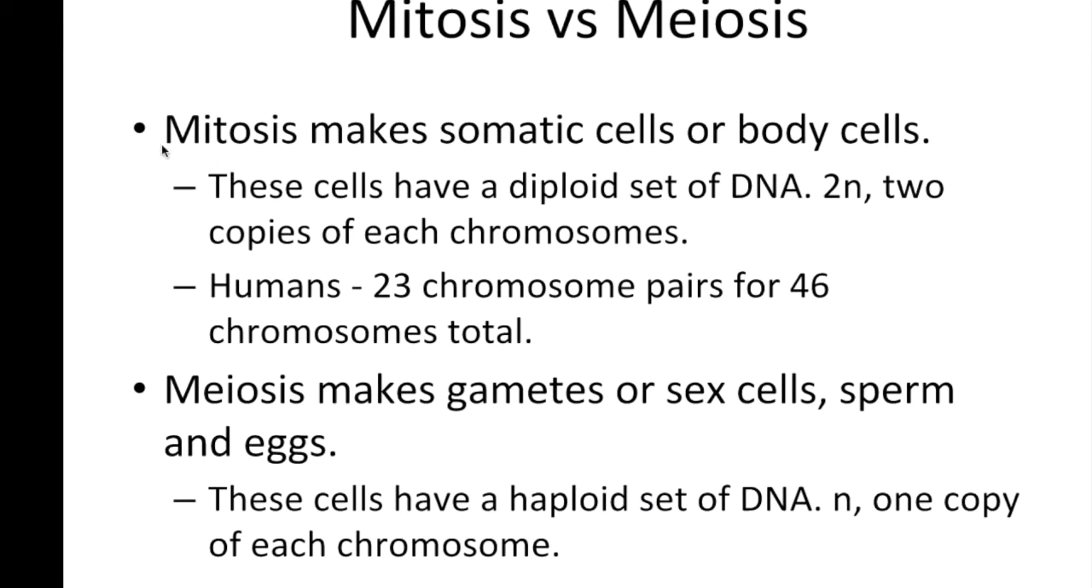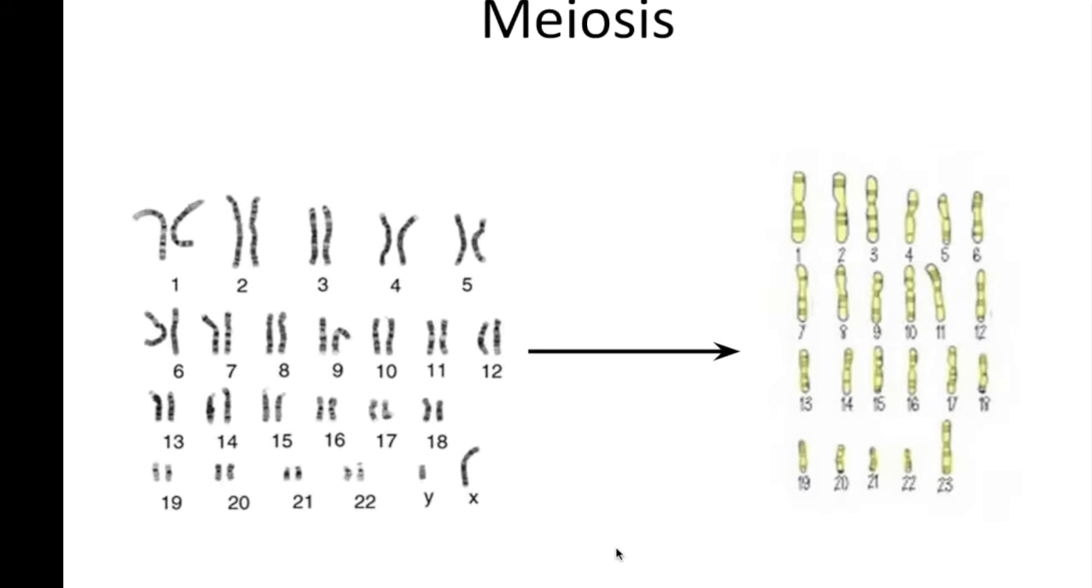So just to compare them really quick, mitosis makes somatic cells, our body cells. So it's just how we repair our broken cells or how we grow. And those cells are diploid, meaning they have two copies of each chromosome. So 23 chromosome pairs, or 46 total. Meiosis is making gametes or sex cells, our sperm and eggs, and they only have half a set of DNA. So one copy of each chromosome. So they actually only have 23 chromosomes total, one from each pair.